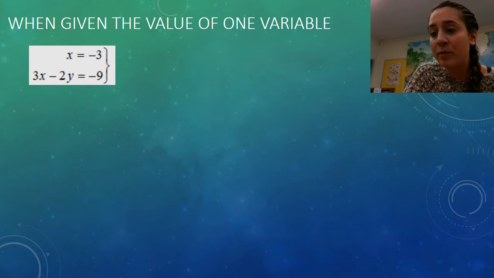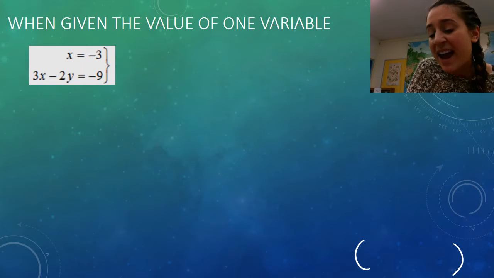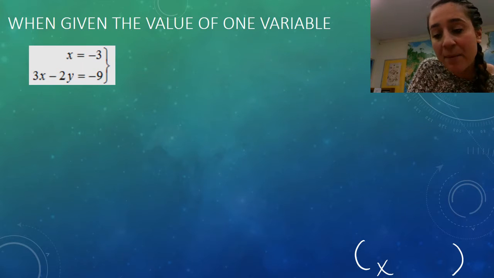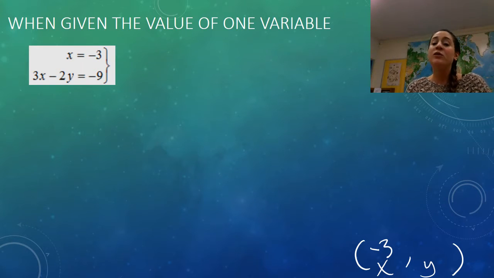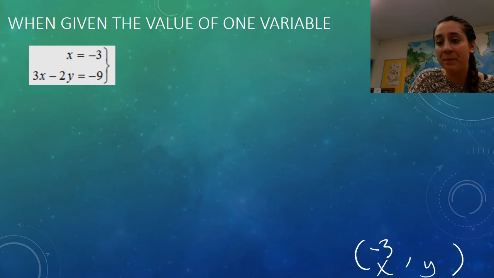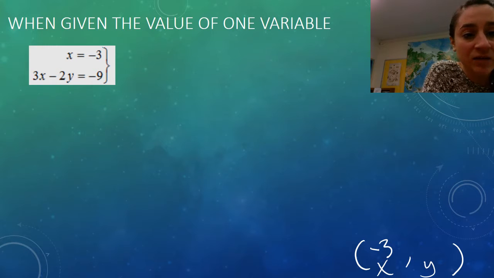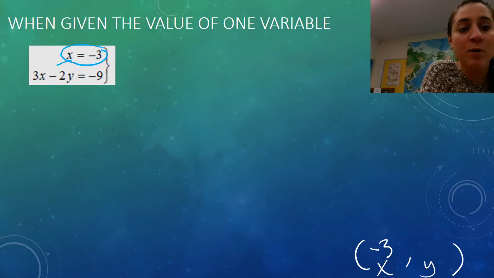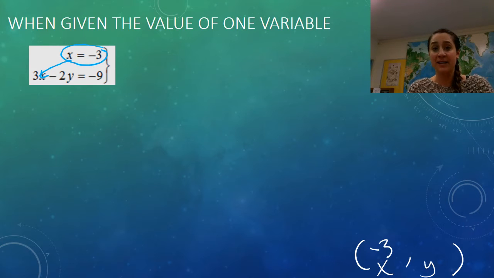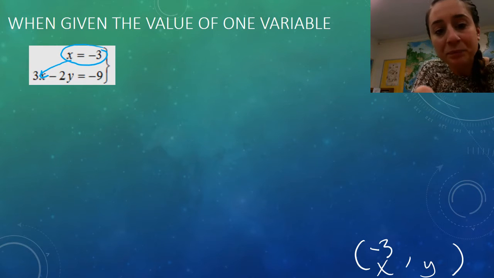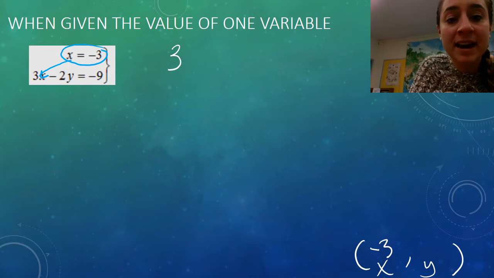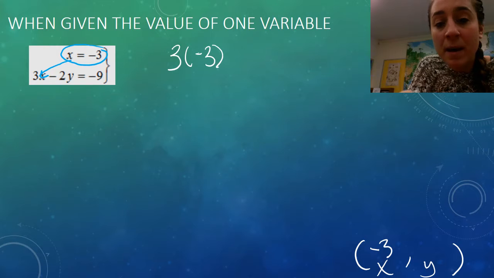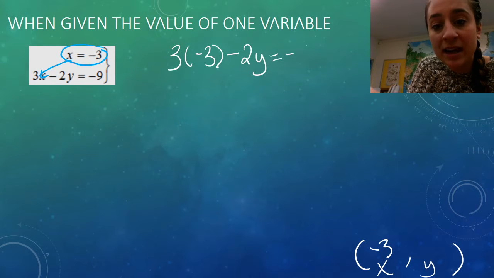They already give us one of the ordered pairs, so I'm going to write my solution down here, and already in my x spot, I'm going to write -3 because I already know the answer for x is -3. They told me that. So now all I need to do is solve for y. I'm going to take this value of -3 and substitute or plug it in for x, meaning instead of writing x, I'm going to write -3. So watch me do that. 3 times -3 minus 2y equals -9.